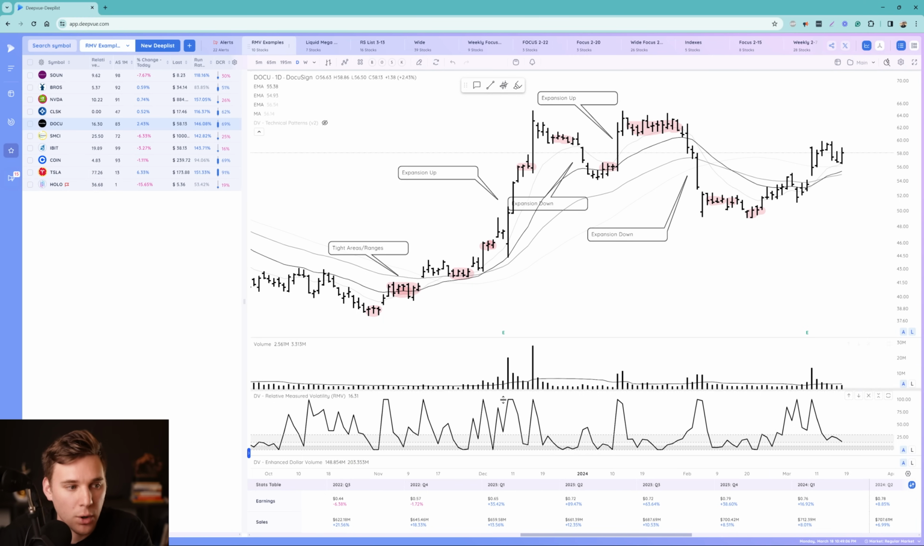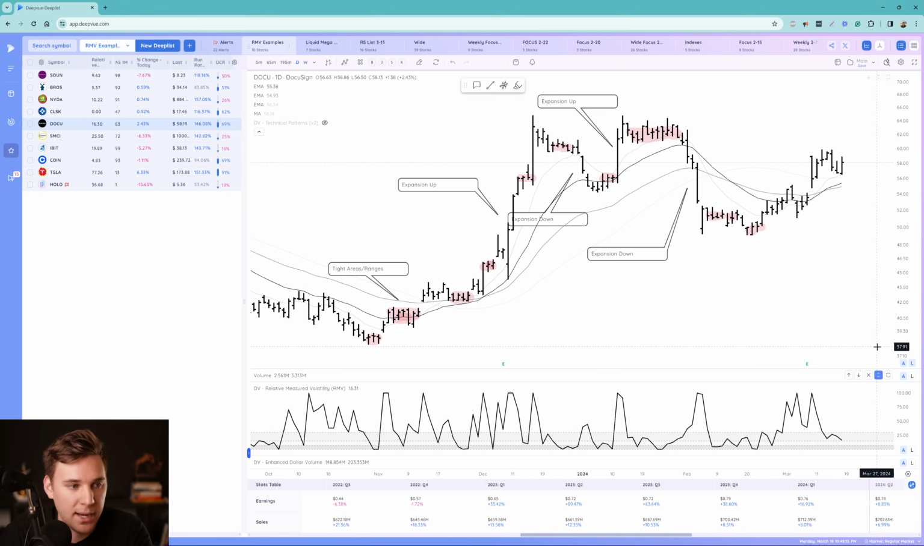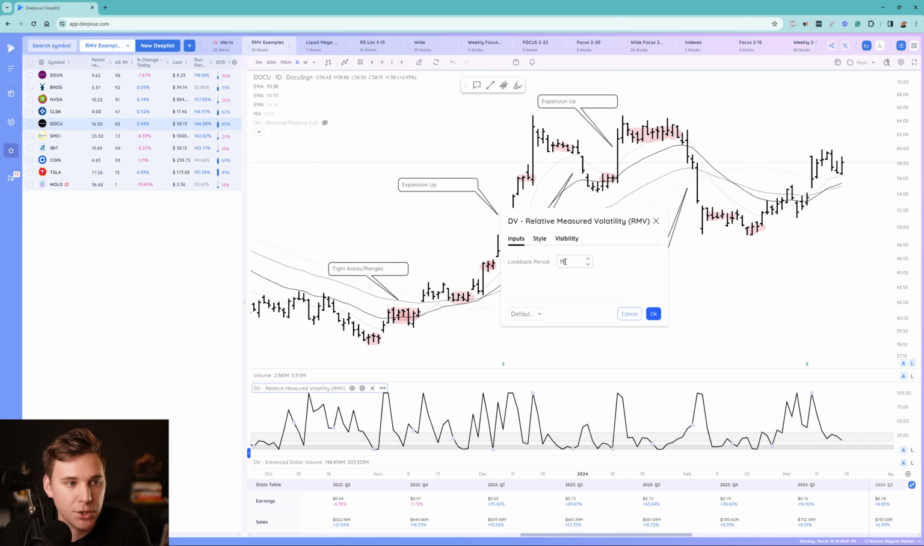So let's now talk about RMV in particular and how it can help identify these tight areas. So what is RMV? And let me actually go ahead and hide volume here. RMV stands for relative measured volatility. And what it basically identifies is it looks back when you're on a current bar and looks at the recent range and looks back a certain time period and compares the volatility within that range to the general volatility of that look back period. Here, if we take a look at the settings of RMV, it's looking back 15 bars.